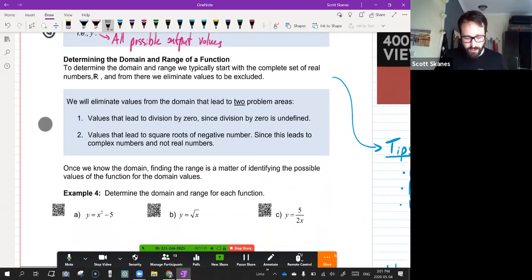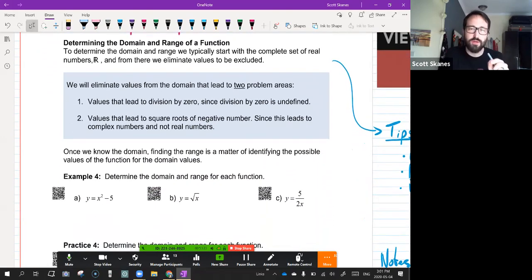So when you're determining the domain and range, there are two important things you need to look for. The first thing, and they're written here, is values that lead to division by 0, which means if you see anywhere you're going to end up dividing by 0, that's a problem. We have to note it. I'll show you how to note that.